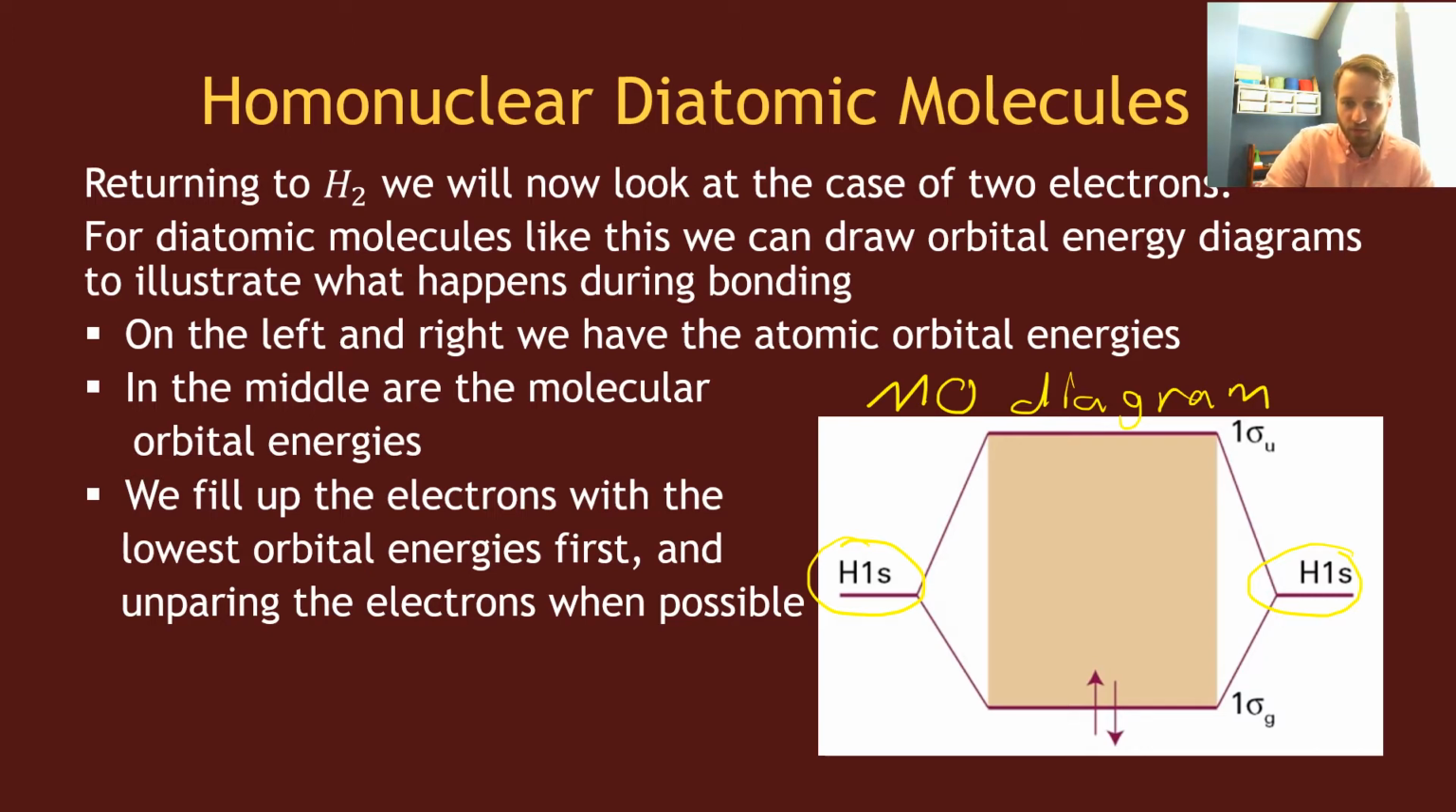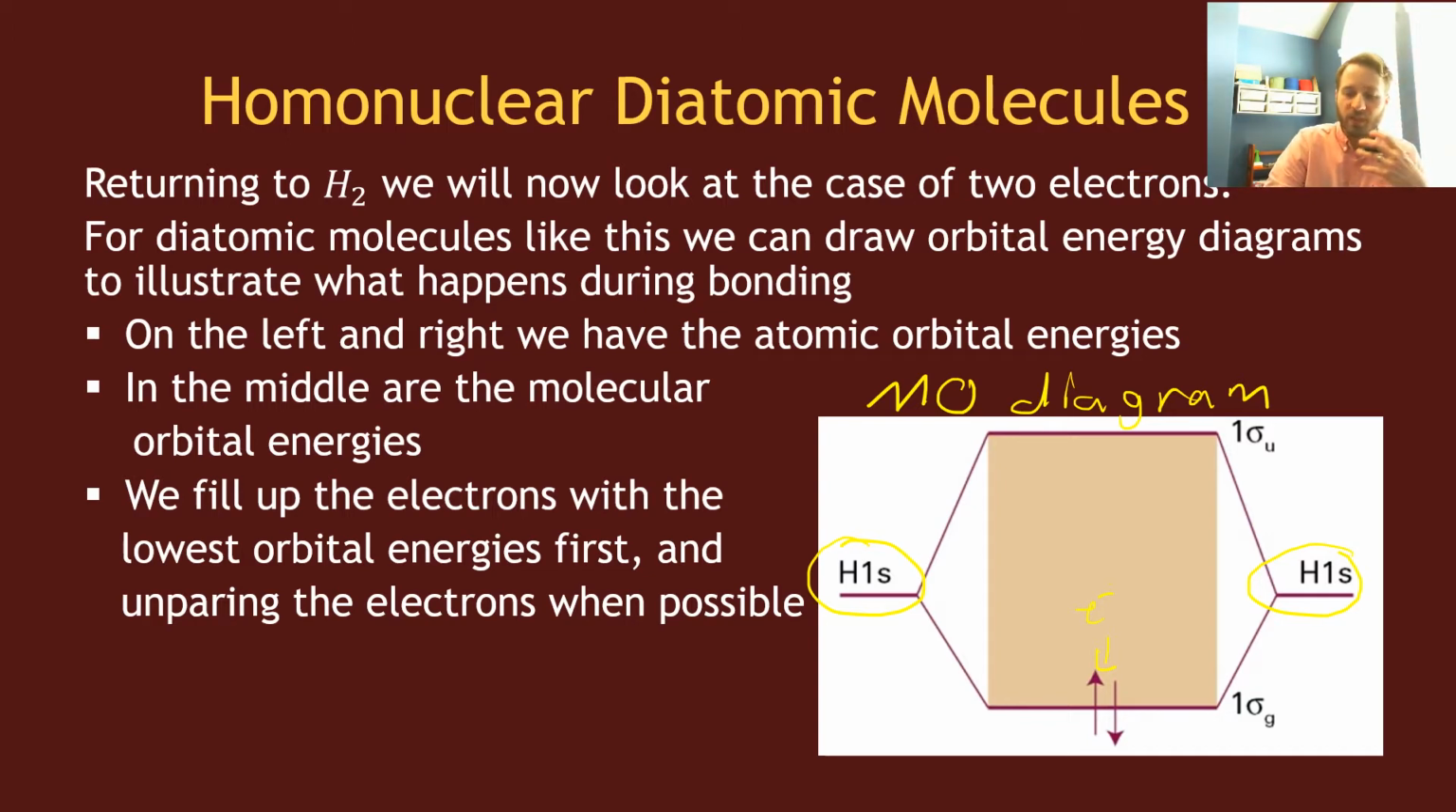These horizontal lines represent the orbital energies. That's why, for example, the bonding orbital is at a lower position than the 1s orbitals or the anti-bonding orbital, representing a lower energy. So the horizontal lines are energies, and the arrows are your electrons.